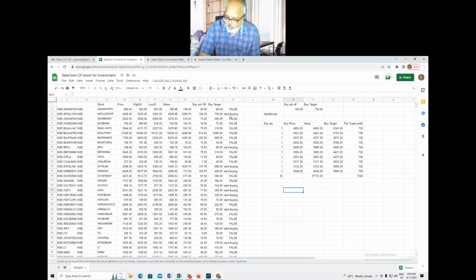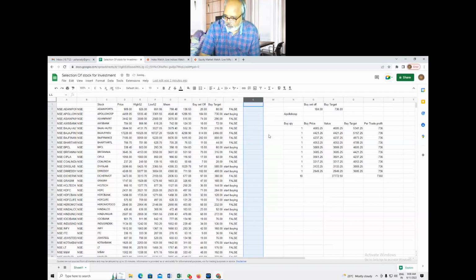So how to identify the stock and how to calculate the quantity has been explained in this video. I hope you have understood how to do this. It's not necessary that you have to do Nifty 50 stocks only. You can select any stock that you like, but I would always advise that you select a stock which is in the Nifty 50 so that it gives you good results.